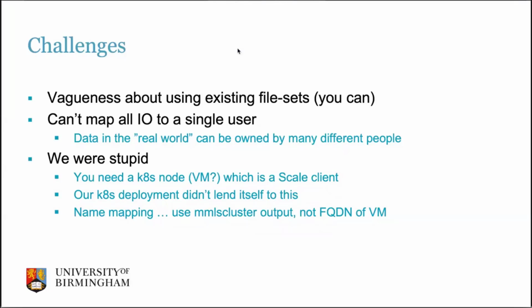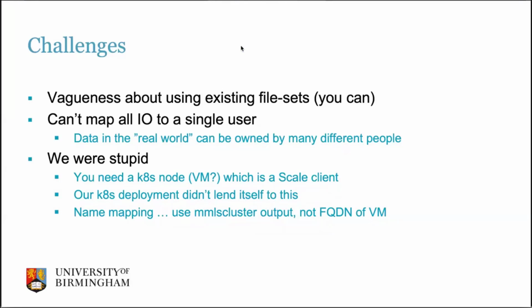There's a bunch of things that we were a bit stupid about when we were doing this. We went in thinking, oh, there's all this nice documentation, but actually some of it was a bit vague to us about how it was all architected. So those Kubernetes nodes need to be a Spectrum Scale client. It sounds obvious when you look back at it afterwards, but it was a bit vague about where exactly that client level was running.